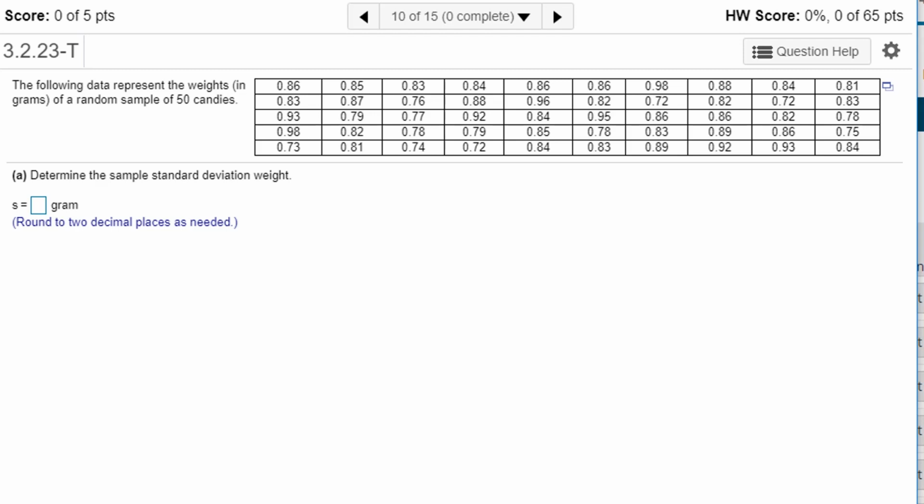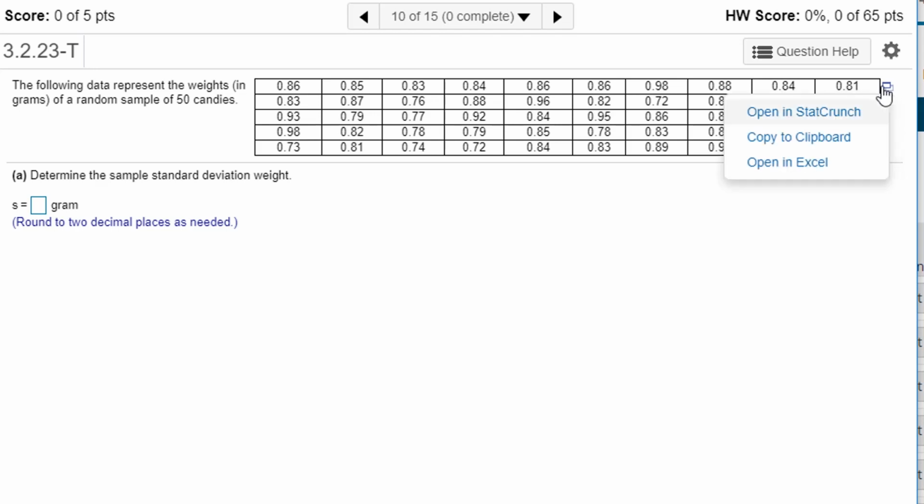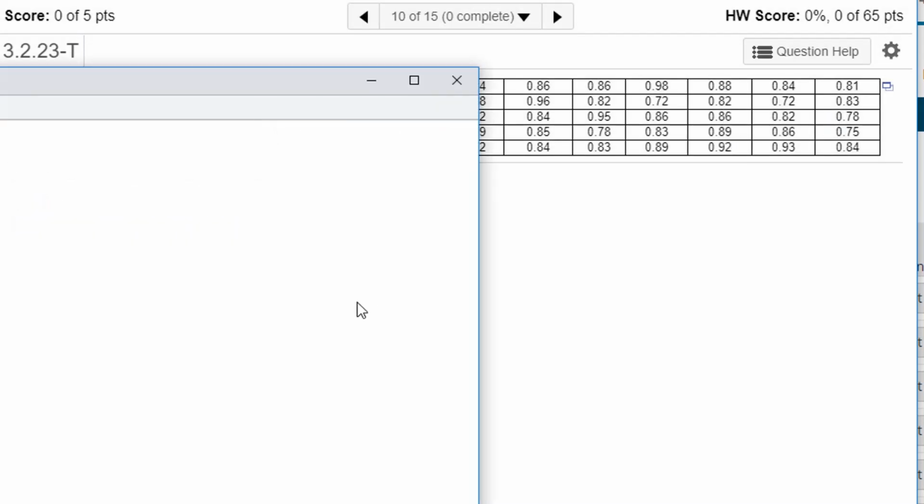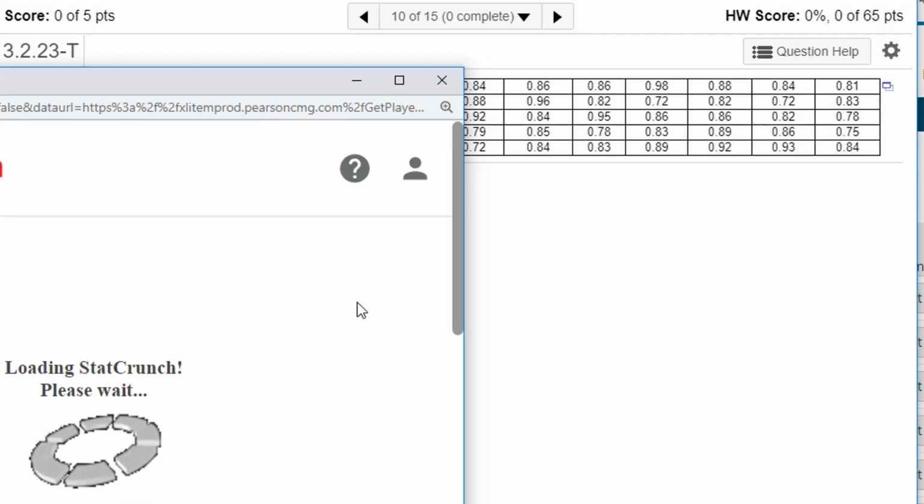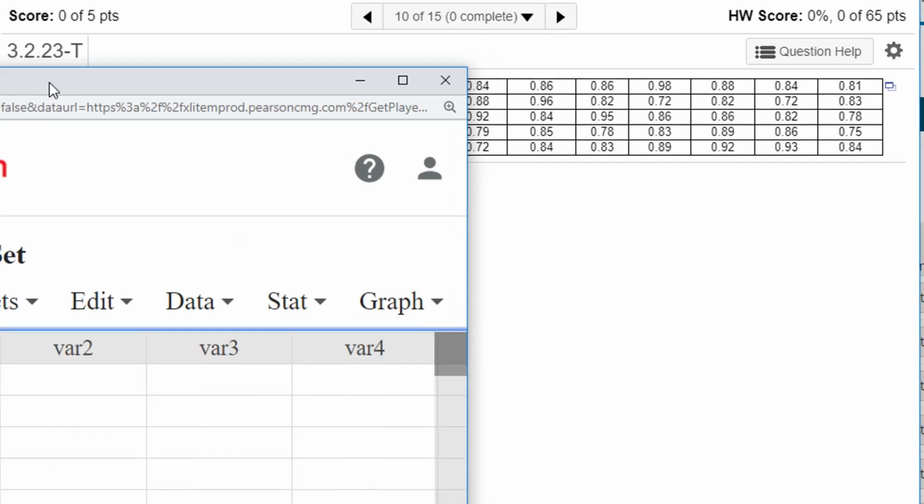Let's take a look at this example to play with the new empirical rule calculator that I just made. It should help make a problem like this a little bit more understandable. So we have some data in this table, a random sample of 50 candies. We want to start by finding the sample standard deviation. Let's open this data in StatCrunch. That's the fastest and easiest way to calculate the standard deviation.